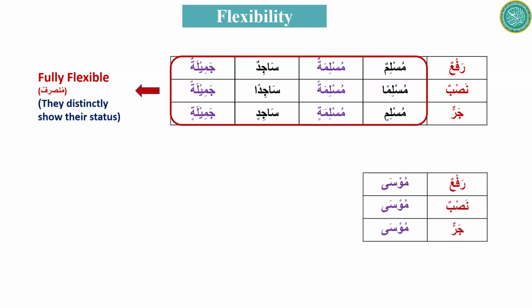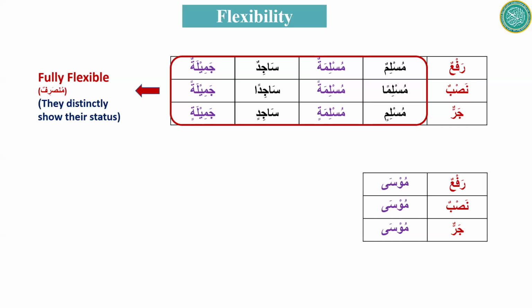Does it have any flexibility, Brother Taimur? No, it doesn't change. Flexibility means it has the potential to change. It is rigid. It is not changing at all. So it means it is non-flexible. So the ism that does not show its status is called non-flexible.